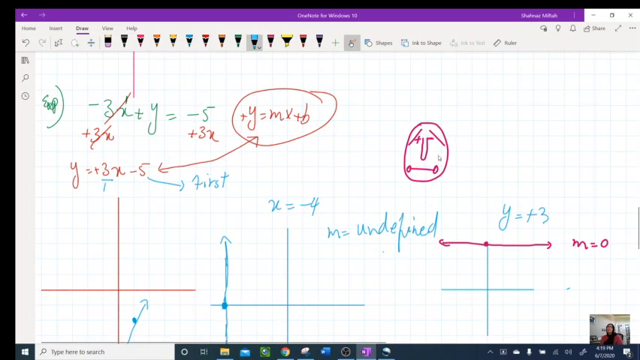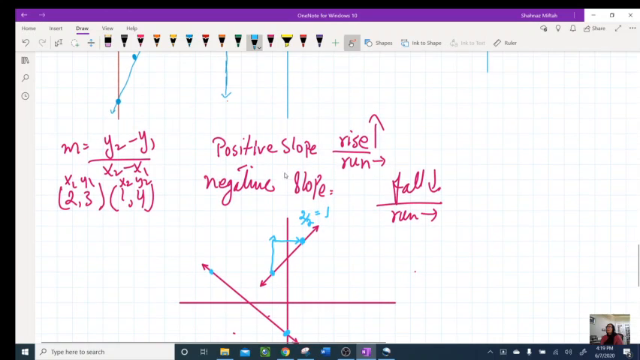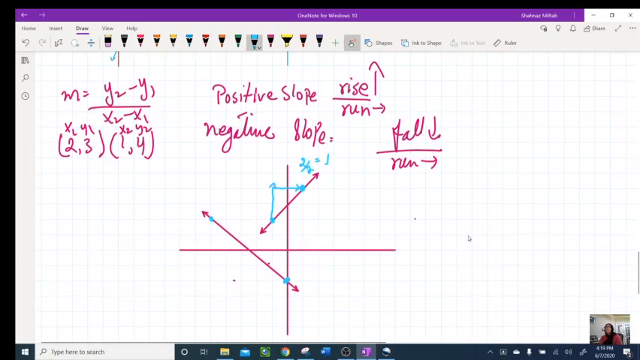Since it's a negative slope, you know from the cartoon face up here, if it's a negative slope, then I'm going to fall and I'm going to run. I can't fall from here because I don't have a graph right there, so I'm going to fall from here. I'm going to go 1, 2, 3, 4, and I'm going to go 1, 2, 3, 4, 5. So I'm going 4 and 5, so it's going to be negative 4 over 5. Okay, that's how you find your slopes.